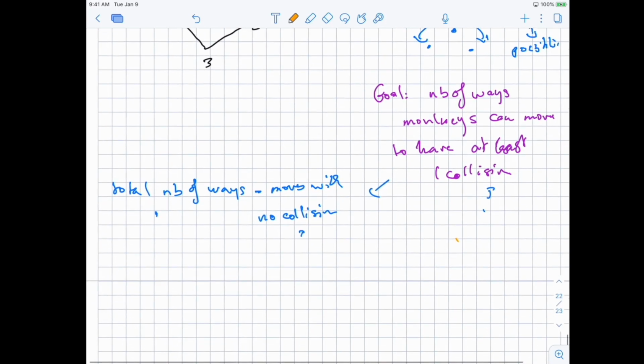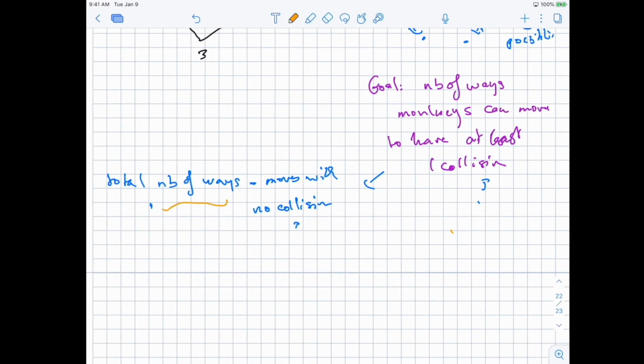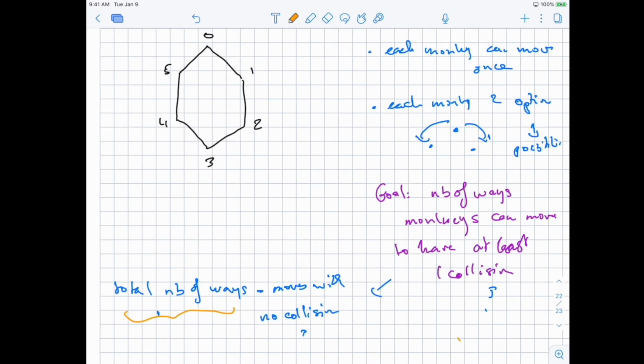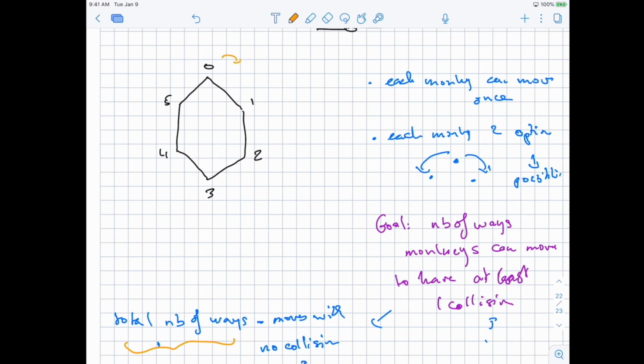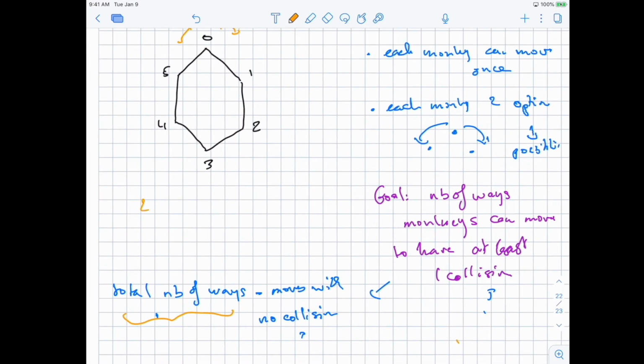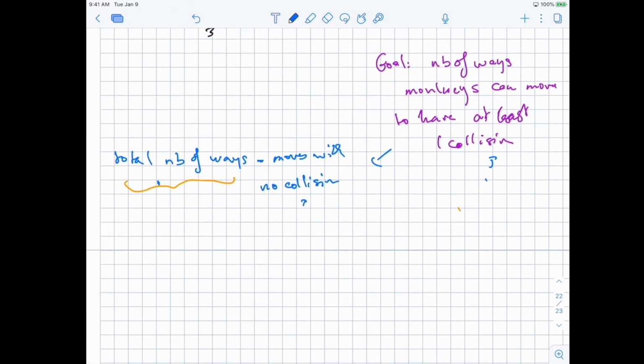Why? Because let's focus first on this one, the total number of ways. For this one, we know each monkey has only two possibilities to move, right? So they can only move this way or this way. That tells you for each monkey, we have only two choices. Okay? And we have n monkeys. So by definition, this means that we have two possible n ways to move, right? Because each monkey has two choices, and we have n monkeys. So we already know that for this one here, it's going to be 2 to the power of n.